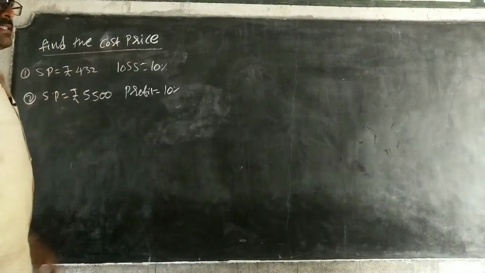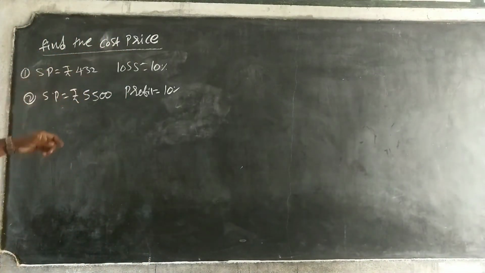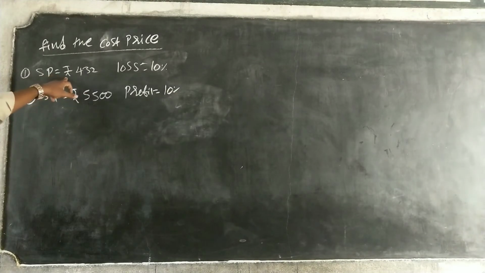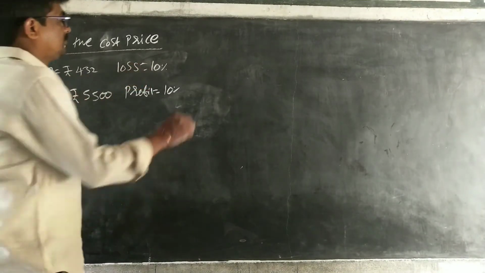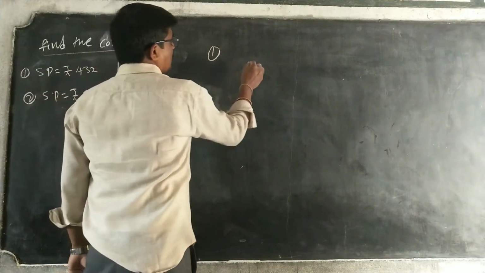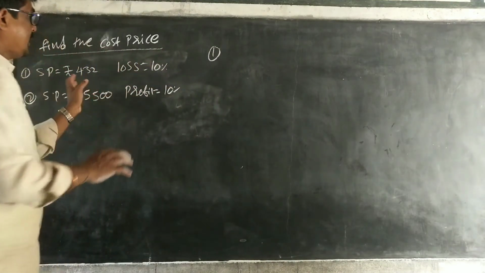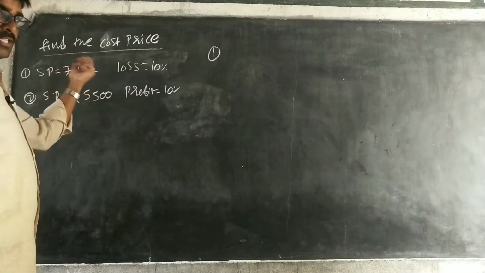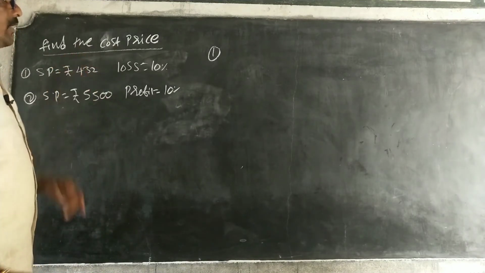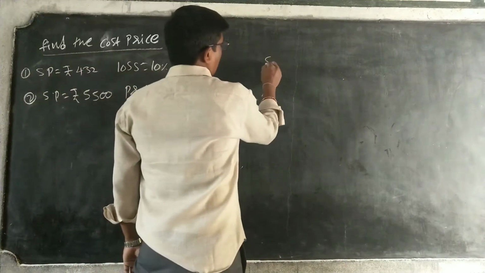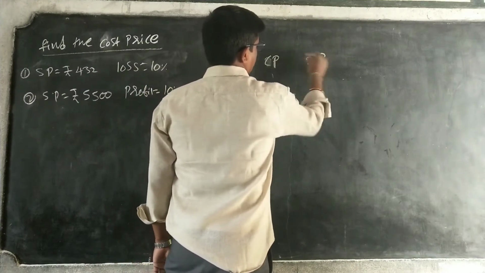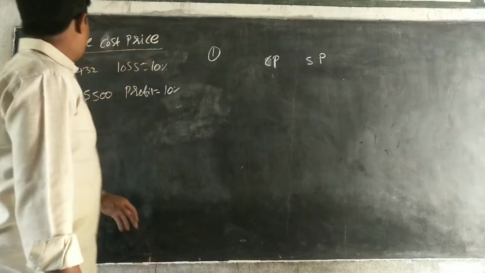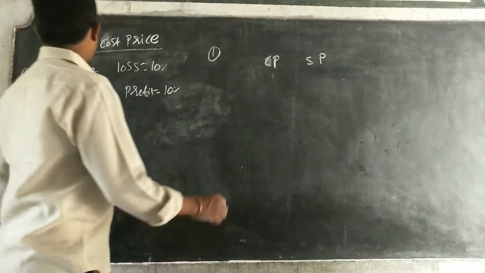Find the cost price. Selling price rupees 432, loss 10%. First problem. Whenever a percentage is given and we are finding cost price or selling price, what do you have to do? First you have to write cost price and selling price. How much is the selling price given?